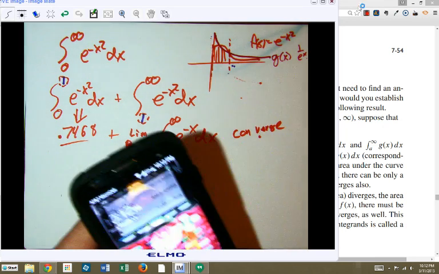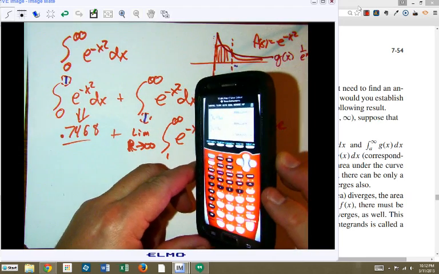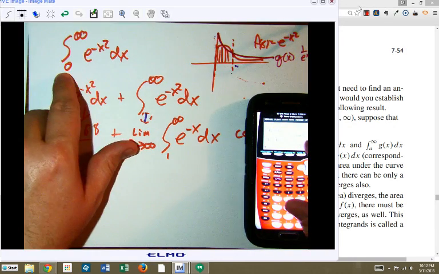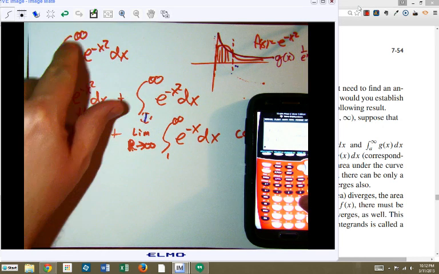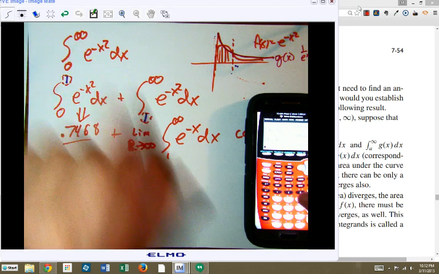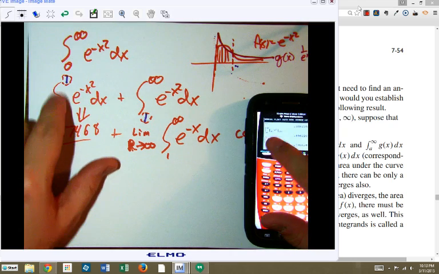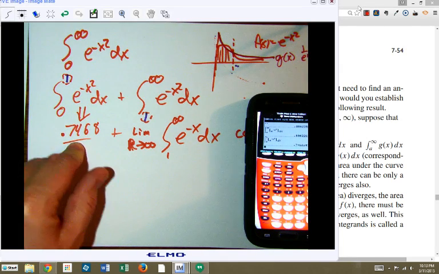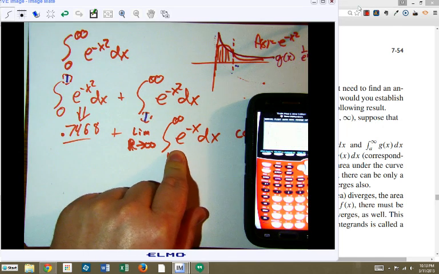Now, I can go to my calculator and plug in the integral of e to the negative x squared. The problem is I can't go from 0 to infinity using fn. I can't graph it and put the integral in that to infinity. What I can do is go from 0 to 1 quite easily. That's where I come up with the 0.7468. But over here, I can't do that at all.